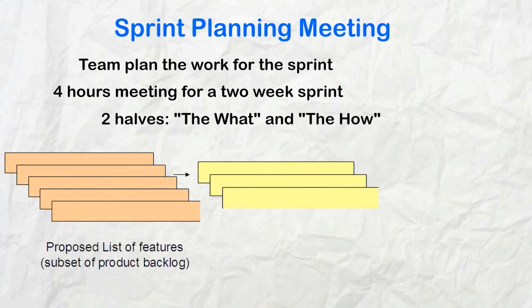In the second half of the meeting, the team breaks the stories into tasks and estimates them. In this way, they design their work and decide how they will build the product increment. They may adjust and negotiate with stories they can commit to with the product owner, but finally they will make a commitment for the sprint.